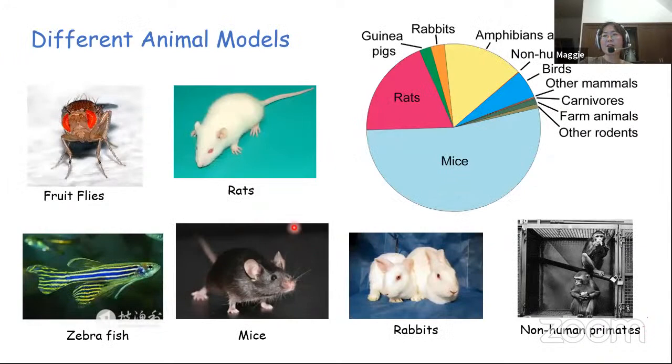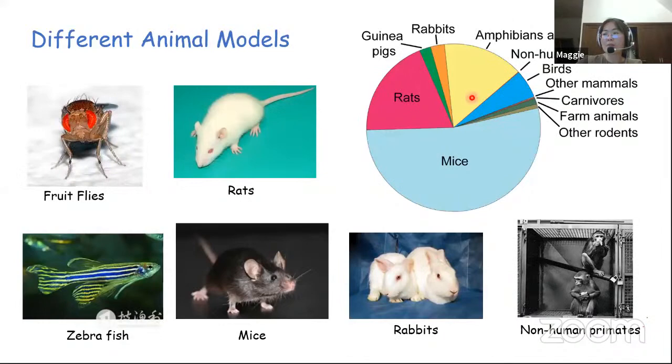So here shows different animal models in the lab. As you can see, most of the labs will use mice for their experiments because mice are easier to develop the gene knockout mice. So mice is the most popular model for most of the labs. And also rats are popular animal models in the labs too.